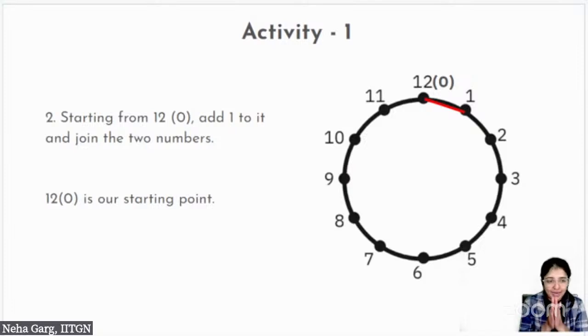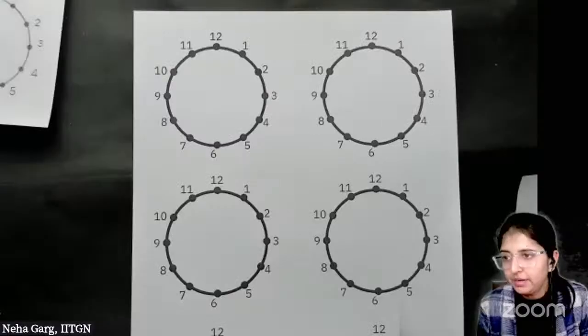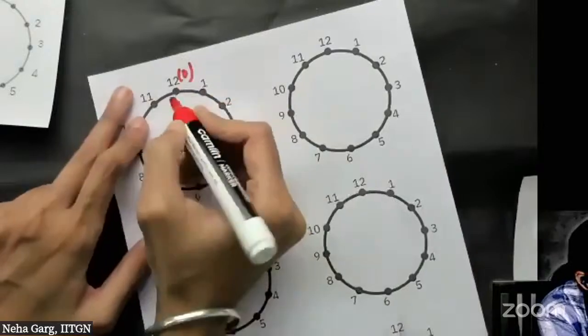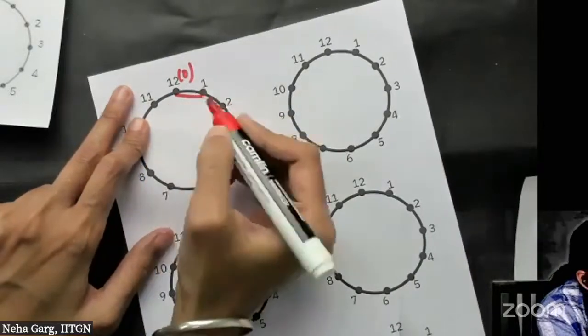So let's say I am considering 12 as my 0 for my starting point. And if I add 1 to 0, what do I get? I get 1. So I'm going to connect these 2 points. So let's come to the overhead. Okay. So I'm considering this as 0 also. So 12 goes to 0 goes to 1.